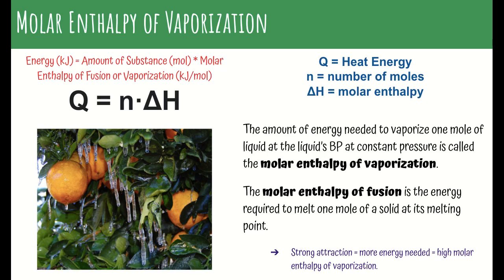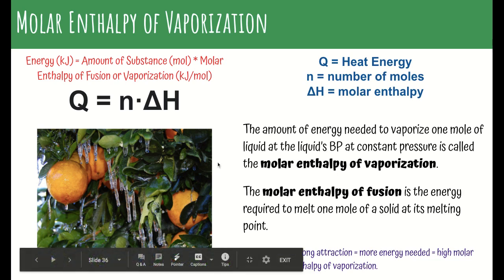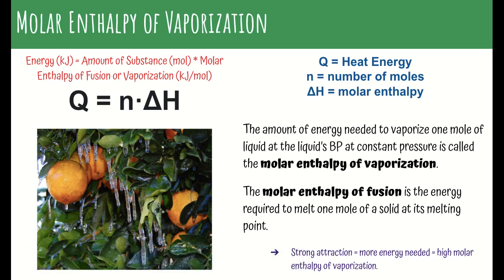So if they have a stronger attraction, it means that you have more energy needed, which leads to a high molar enthalpy of vaporization. Okay, so when you have high molar enthalpies, you're going to require more energy to break those bonds. So the example here is of an orange tree, right? Normally, oranges were grown in tropical environments. Down in Florida is a big producer of oranges, California.